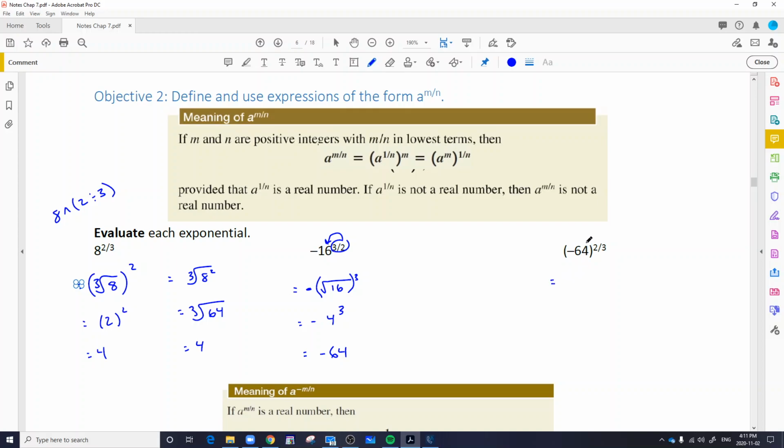This last one, we've got the -64 in a bracket. So I'm going to do the cubed root of -64 squared. Again, it wouldn't matter if I did the squared first, or if I wrote this as the cubed root of -64 squared. I don't need the brackets, I just keep doing it squared, which is the way that I would do it. So the cubed root of -64 is -4, and then I'm going to square it to get 16.